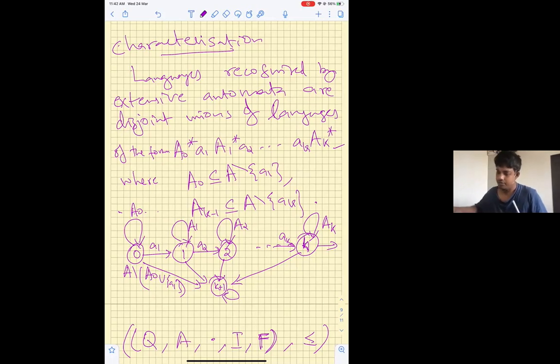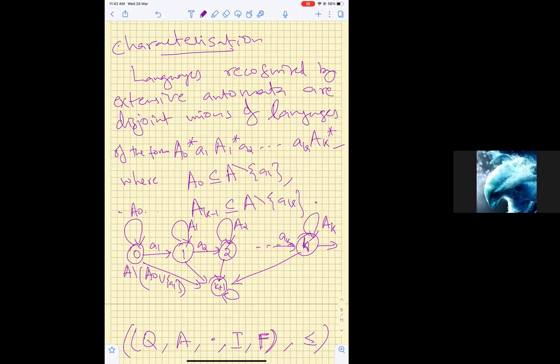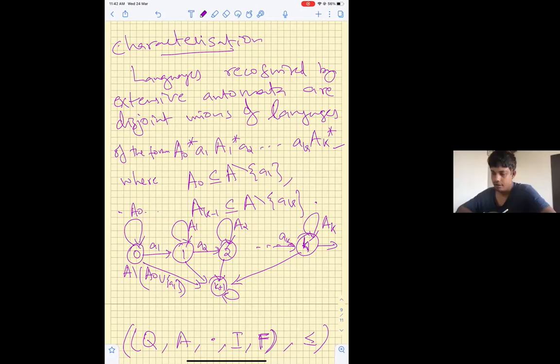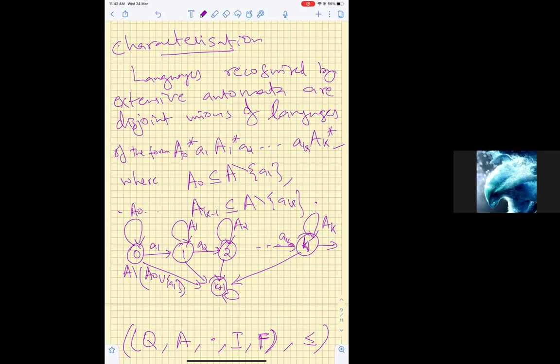Can you guess? What will be the automata for L trivial? For R trivial, we have extensive. For L trivial, what will you do? Something like, for R trivial, we have an automata where the states kind of go on increasing, right? So maybe an automata where the states decrease.